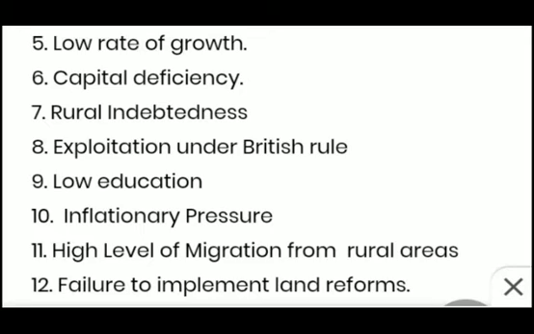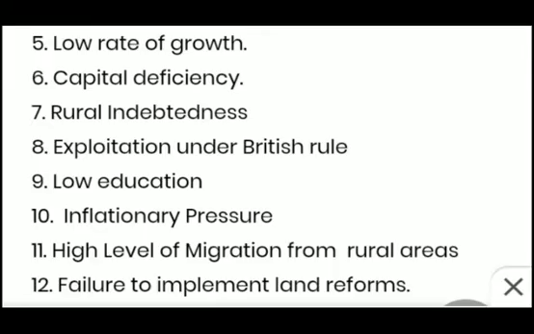High level of migration from rural areas. People in large numbers migrate from rural to urban areas in search of job opportunities, whereas in urban areas they are still facing challenges. This leads to overcrowding, unplanned growth in the cities, increase in the number of slums, lack of basic amenities, causing poverty.